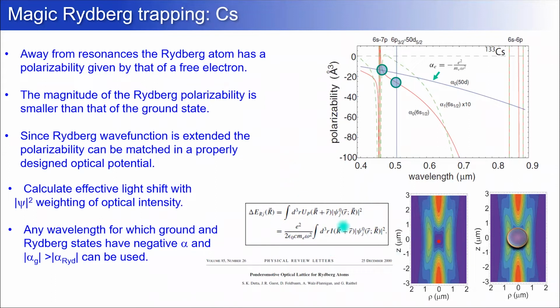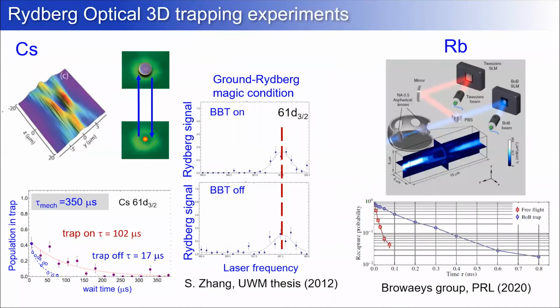Given by this formula, you effectively get the same light shift for the ground state and the Rydberg state. So it's not a magic wavelength, but it's a magic trap that's been engineered to be magic. And here are some examples showing that you can actually do that.